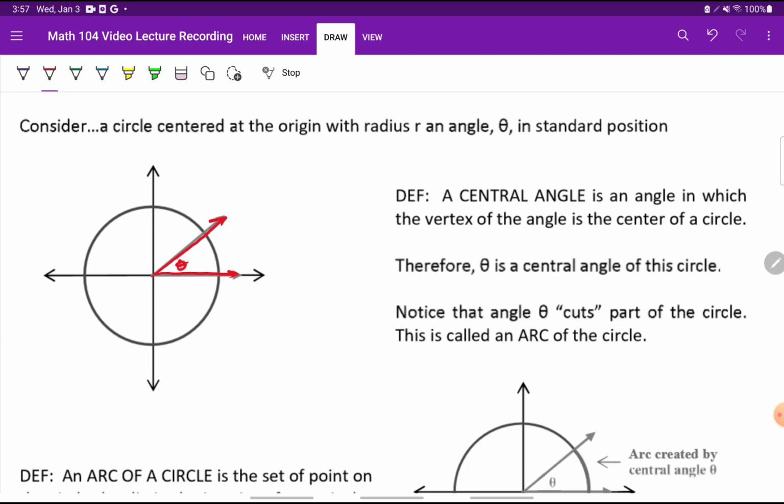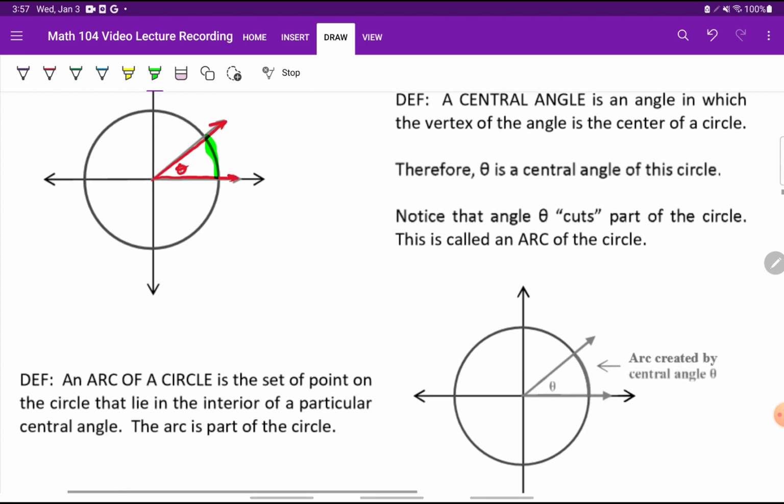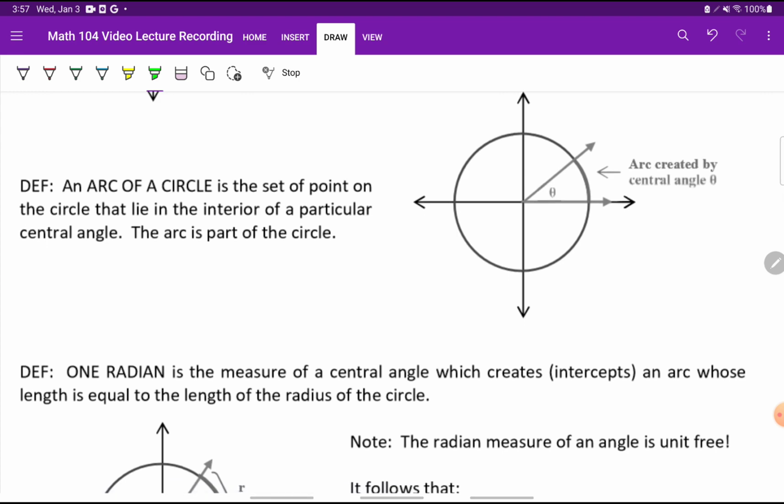Notice that angle theta cuts part of the circle. If we thought of the circle as a pie, this is the crust of the pie, so it cuts this part of the crust. Well, that crust is called the arc of a circle. An arc of a circle is the set of points on the circle that lie in the interior of a particular central angle. So again, this right here is going to be our arc. It's on the circle, the interior part of our central angle.